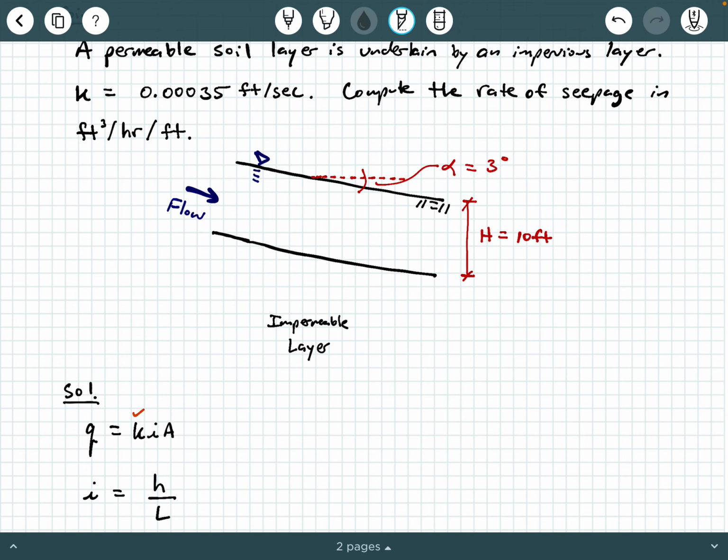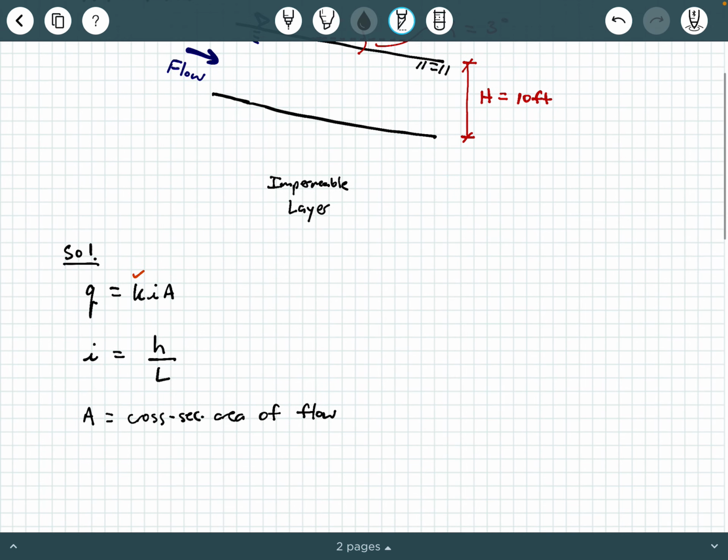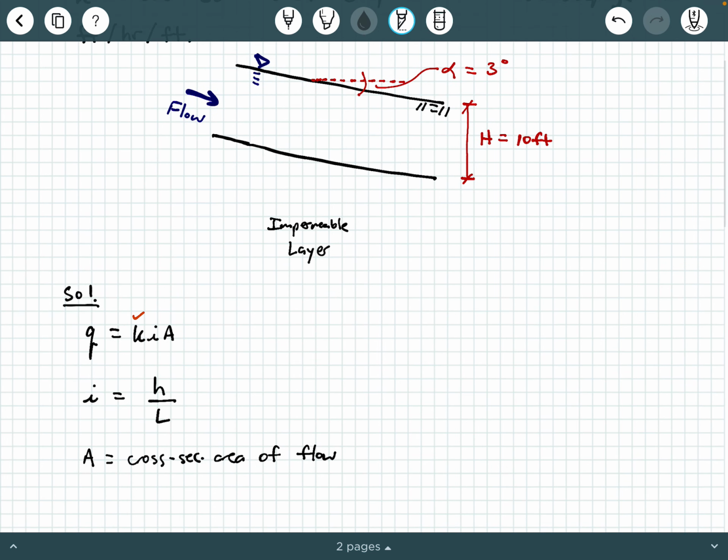So how do we do that? Well, if you look at this diagram, it seems like we're not given very much information, all right? Again, we need I and we need A, and we don't really seem to have a whole lot of that information. Let's start with A. How about we just go straight to A? That's the cross-section area of flow. Where is that going to be?